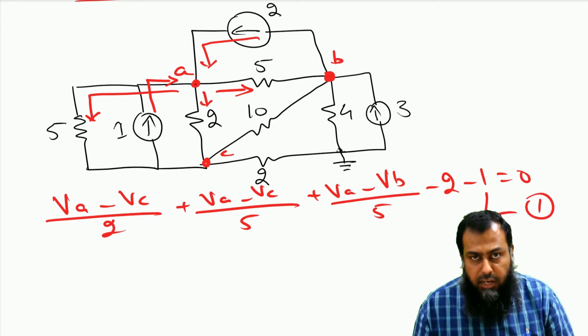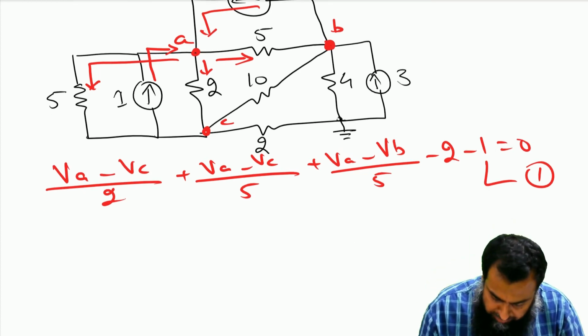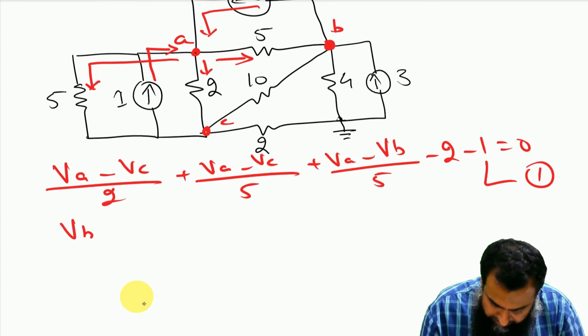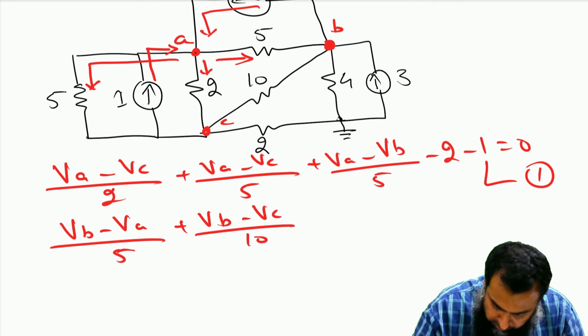Similarly, I have to write the equation for node B and node C as well. Writing the equation for node B, we have (VB minus VA) divided by 5 plus (VB minus VC) divided by 10 for the current flowing here.